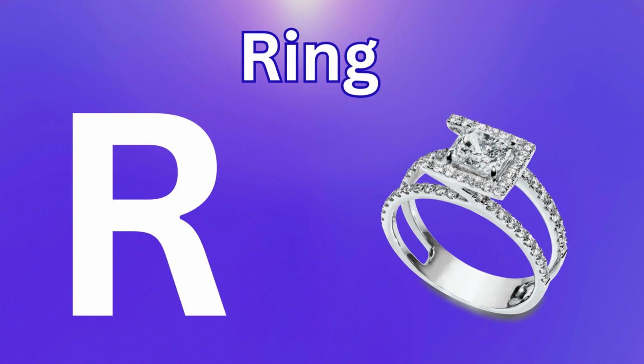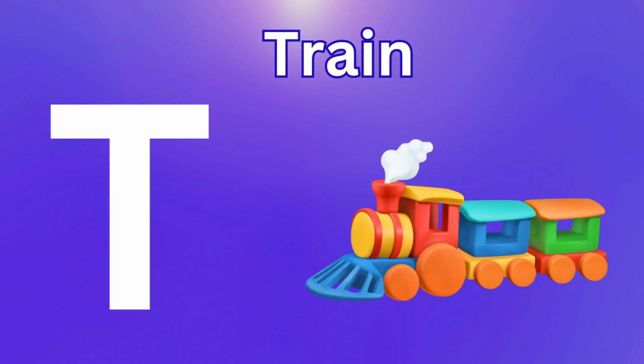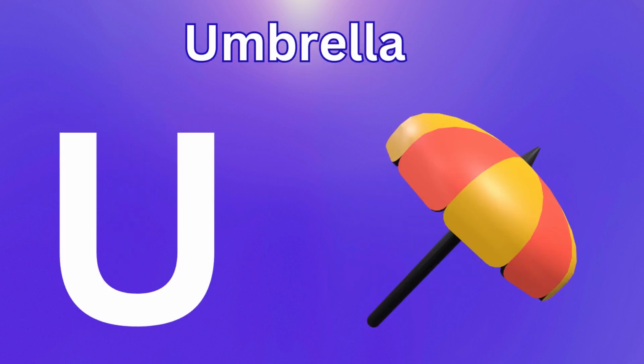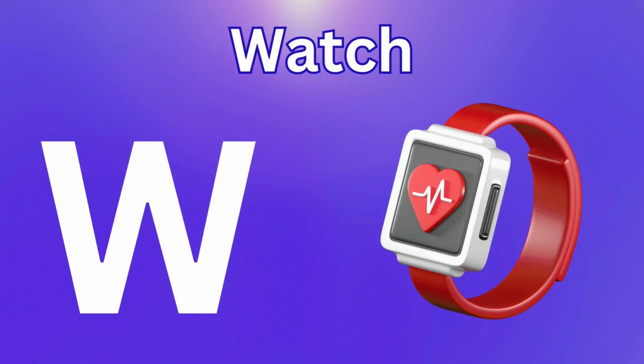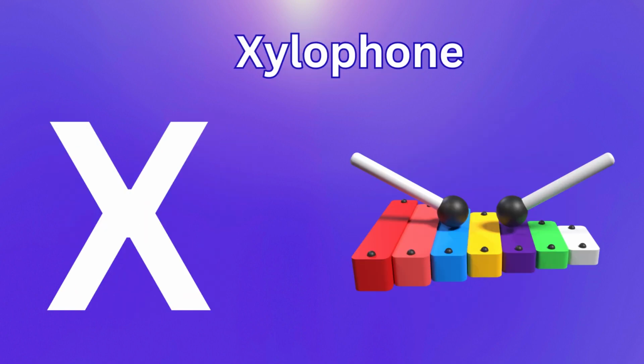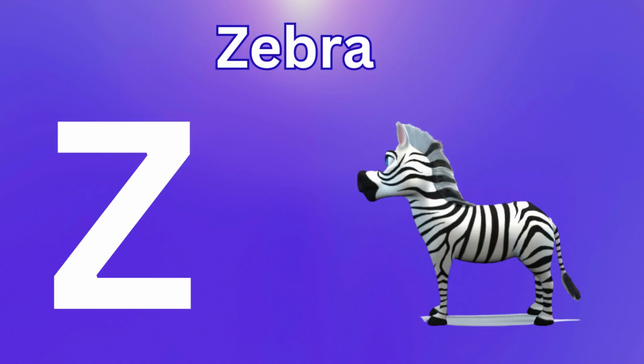R for ring, S for sun and T for train, Q for umbrella, V for van, W for watch and X for xylophone, Y for yellow, C for zebra.